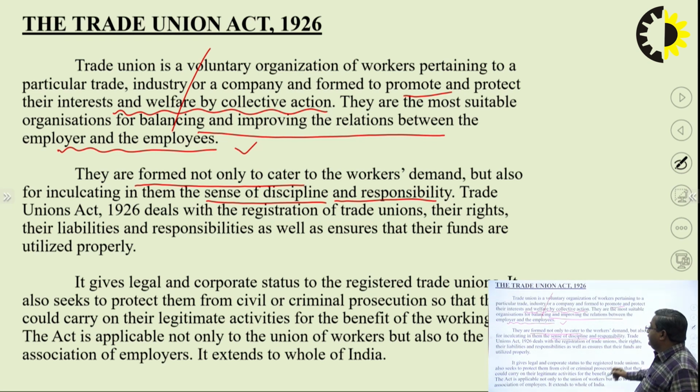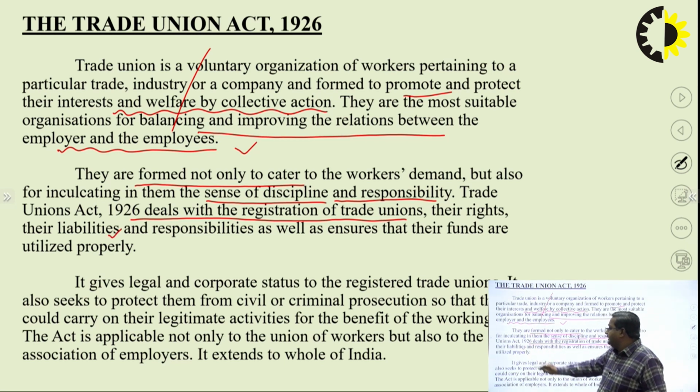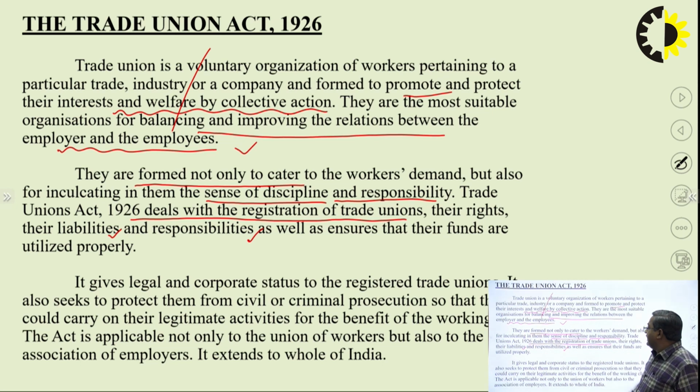The Trade Union Act 1926 deals with the registration of trade unions, their rights, liabilities and responsibilities, as well as ensuring that their funds are utilized properly. It gives legal and corporate status to registered trade unions. It also seeks to protect them from civil or criminal prosecution so that they could carry on their legitimate activities for the benefit of the working class.